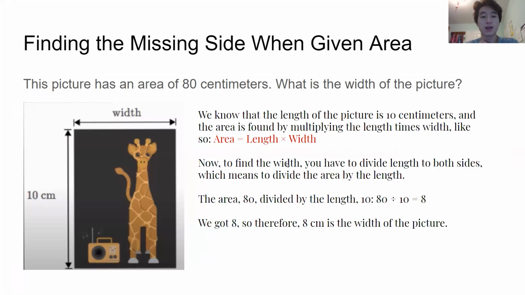So this picture has an area of 80 centimeters. So this time we can do the reverse. Since we know that area is length times width, we have the area and we have the length. We can plug in the numbers. So 80 as area, 10 as length, and the width is still unknown. And then we can divide both sides by 10 centimeters, which is the length, to find that the width is 8 centimeters long.